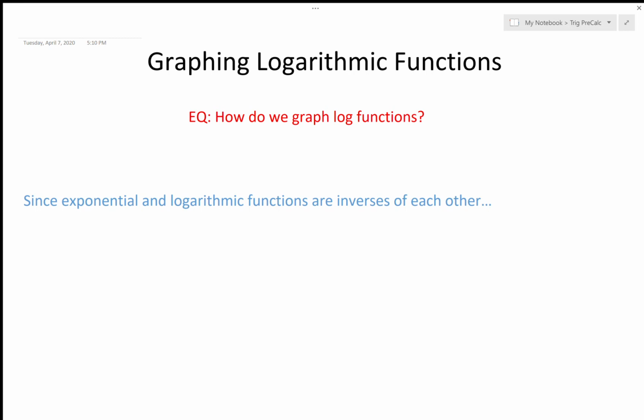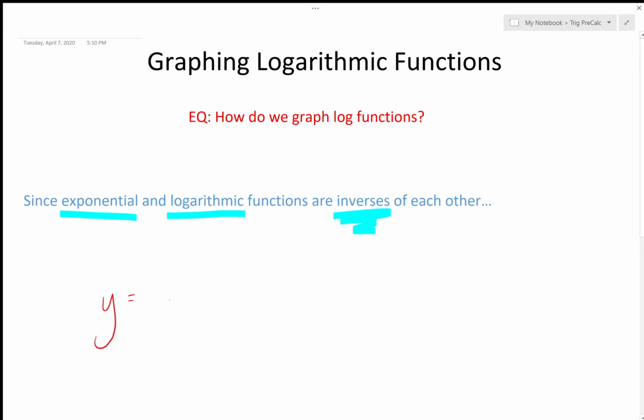A couple lessons ago, we learned how to graph exponential functions. Today, we'll be graphing log or logarithmic functions. It's related to exponential in that exponential and logarithmic functions are inverses of each other.